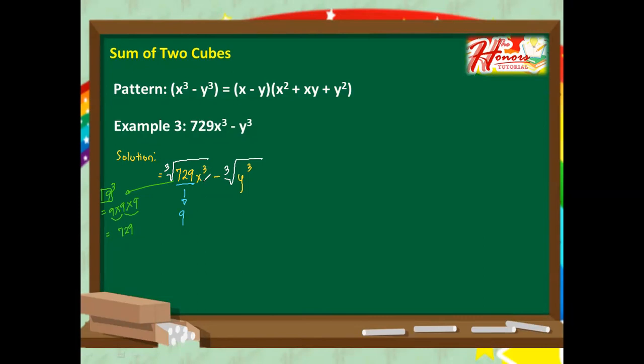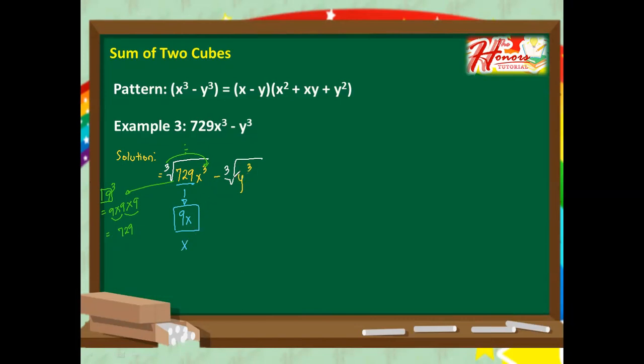To get the cube root of a variable together with its exponent, you have to divide the exponent by the index. That is 3 divided by 3, so 1. You can write x raised to 1 beside 9, or you can just write x, because when the exponent of your variable is 1, it is automatically an invisible number. So let's continue. Now, 9x will be the value of x.